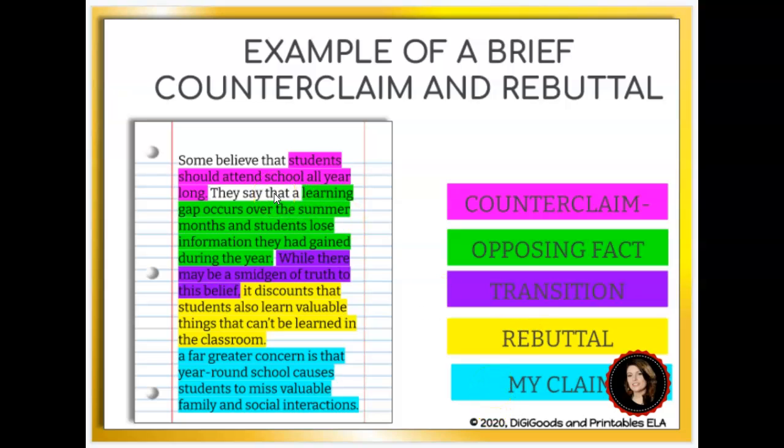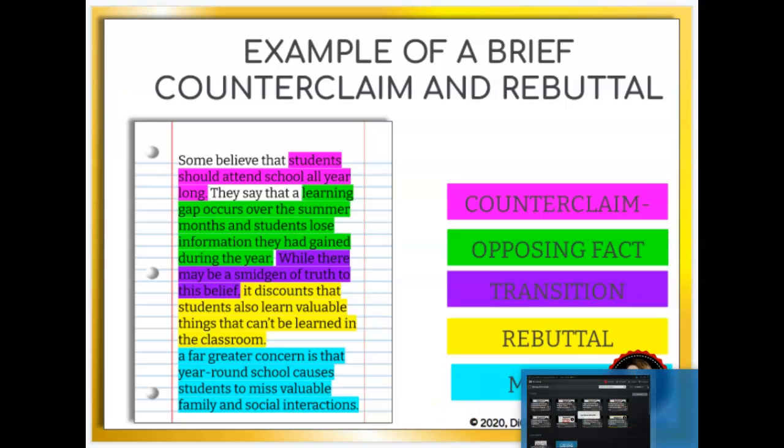Some believe that students should attend school all year long. They say that a learning gap occurs over the summer months and students lose information they had gained during the year. Transition. While there may be a smidgen of truth to this belief, it discounts that students also learn valuable things that can't be learned in the classroom. A far greater concern is that year-round school causes students to miss valuable information.